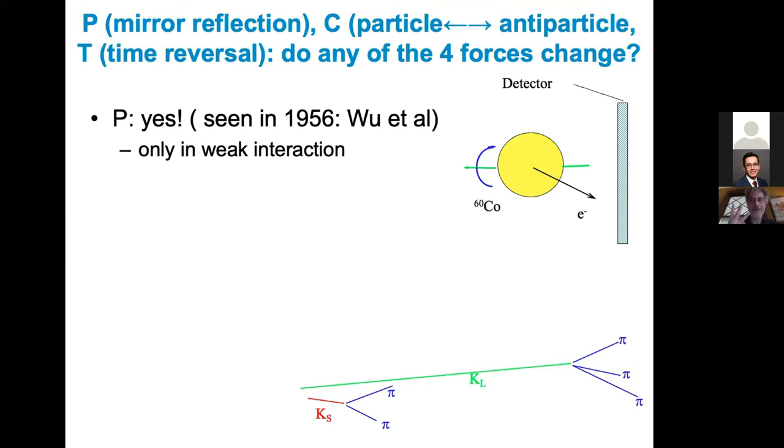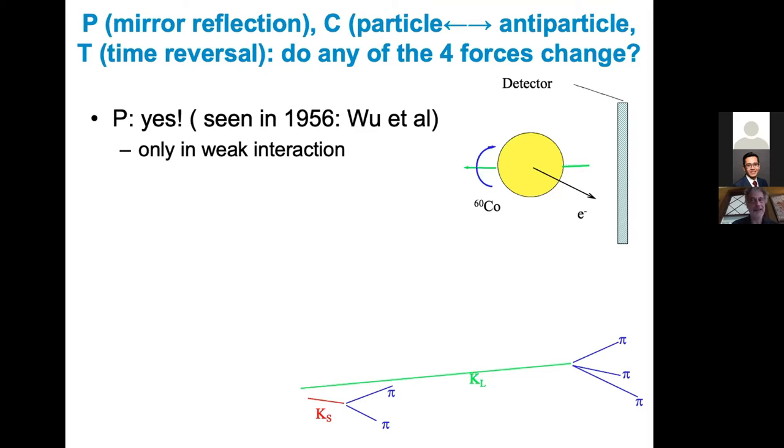Okay, the three symmetries of nature that are used to classify the four forces are parity symmetry, where you reflect things in a mirror, R goes to minus R, charge conjugation, which is basically the exchange of particles and antiparticles, and time reversal. These are called P, C, and T. Time reversal literally is running the clock backwards, setting T goes to minus T. And you can ask the following question: of the four forces of nature, how do they change or not change if you make these three different types of transformations?